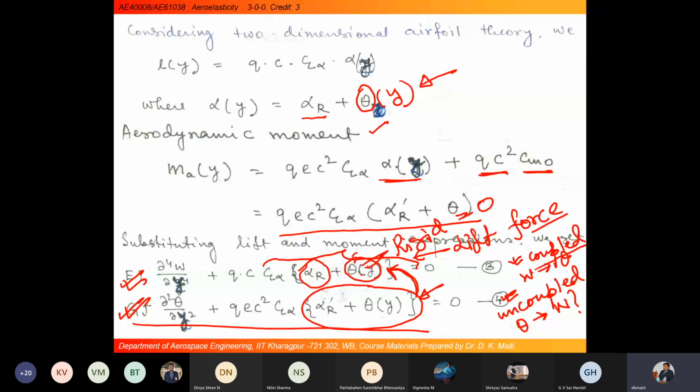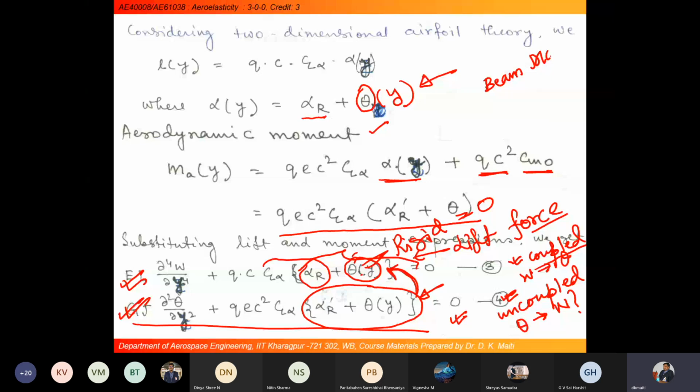In our first assumption, the idealization, we have idealized the aircraft wing as a beam model. Sir, then q c Cl alpha into theta will be the expression for induced lift, right? Yeah, that will be the induced lift, q c Cl alpha theta of y. That is the additional term that comes into the picture due to flexibility. That is basically what we can consider as the induced lift, induced lift due to flexibility of the wing structure.